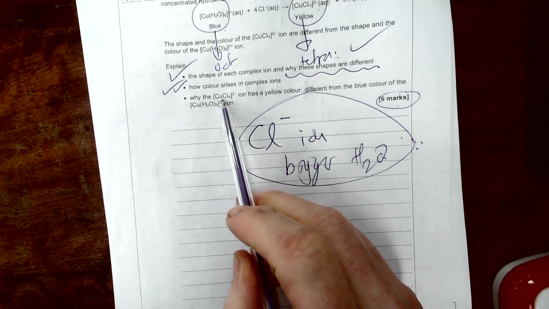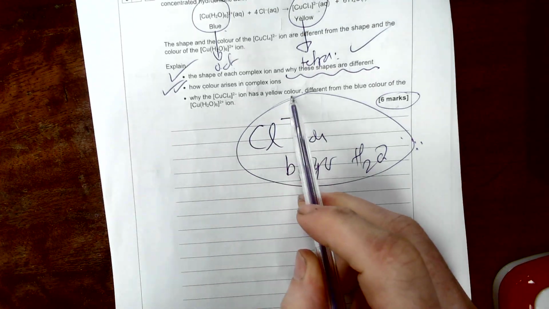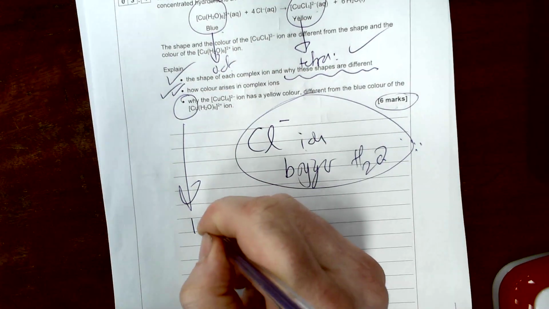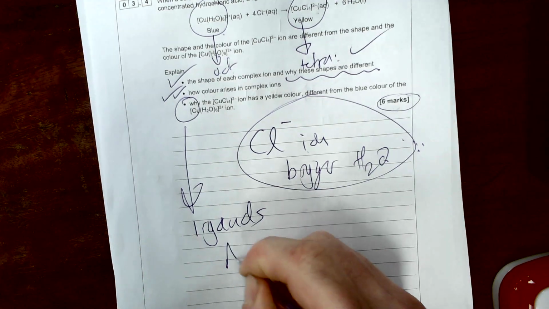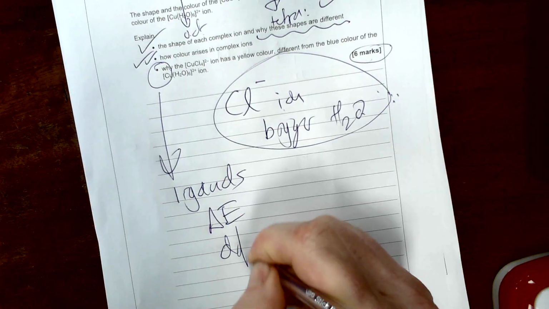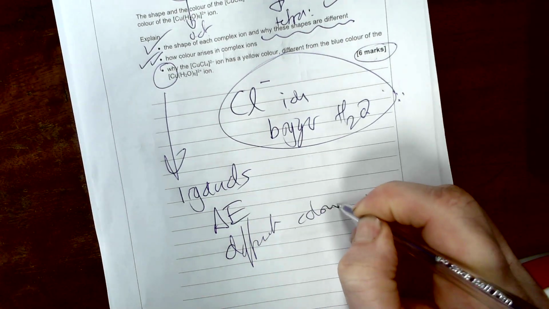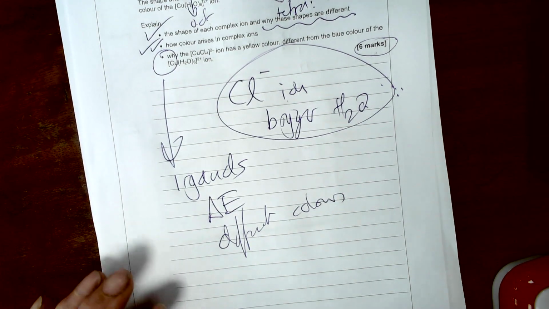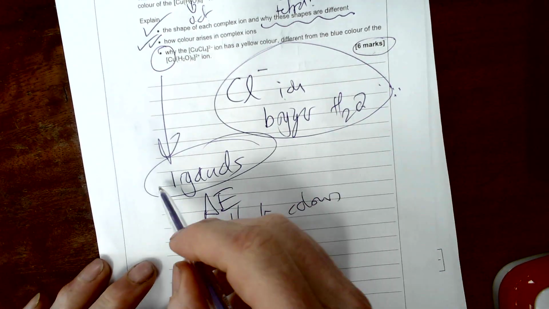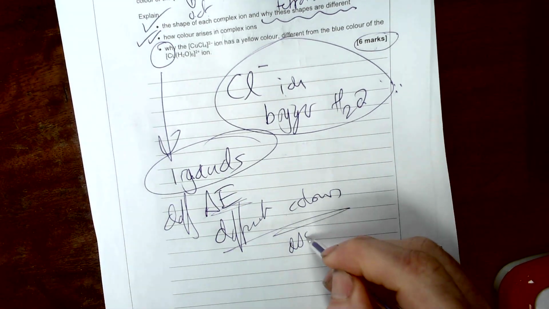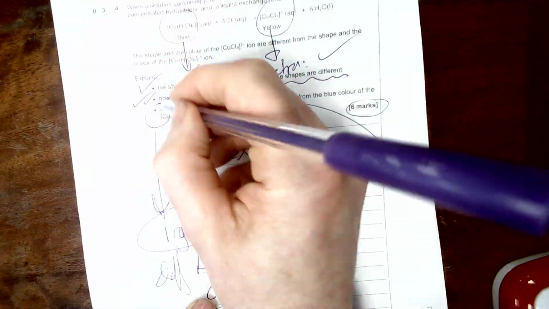Why does the CuCl4- have a yellow colour different from the blue colour? Right, okay. They've got different ligands. They've got different delta E, or energy gap. So they absorb different colours, so they look different colours. They have different complementary colours. This wasn't explained well. Different ligands means different energy gaps, means different colours are absorbed, therefore they're different colours. That wasn't answered particularly well by a lot of you.